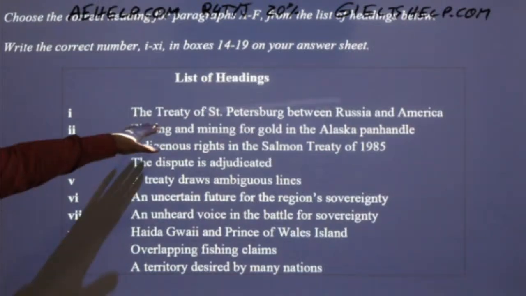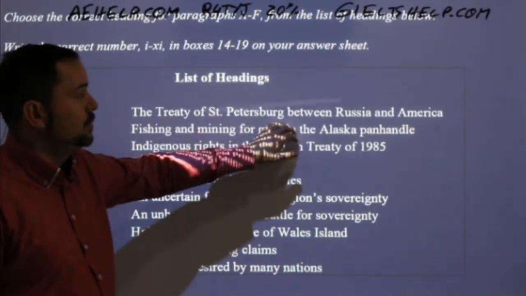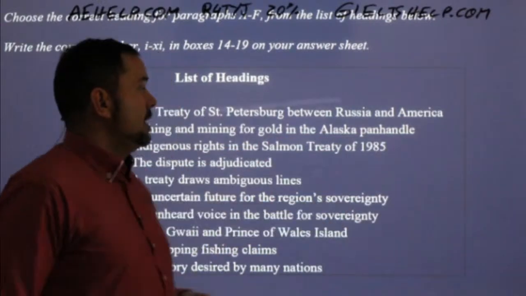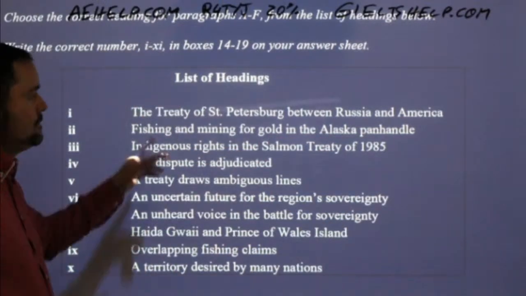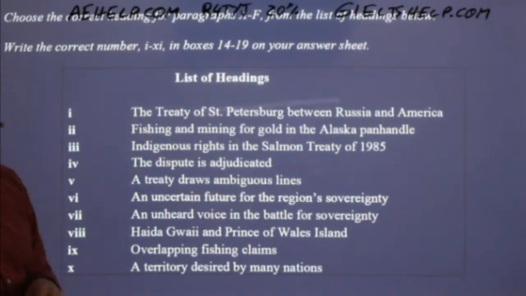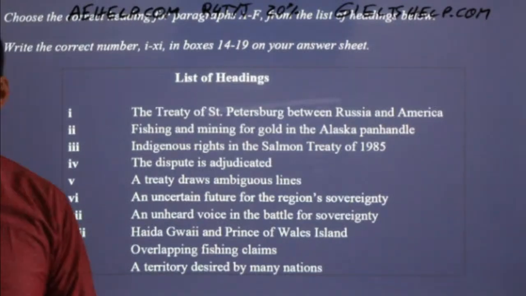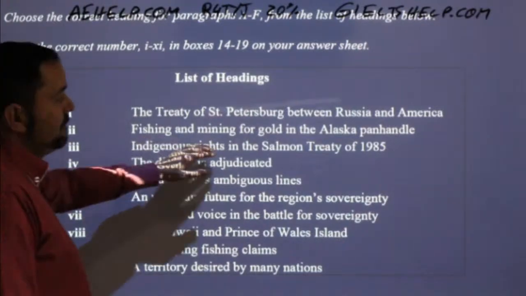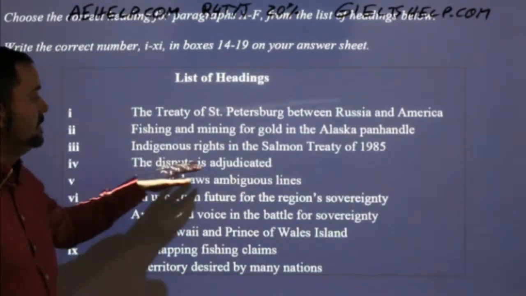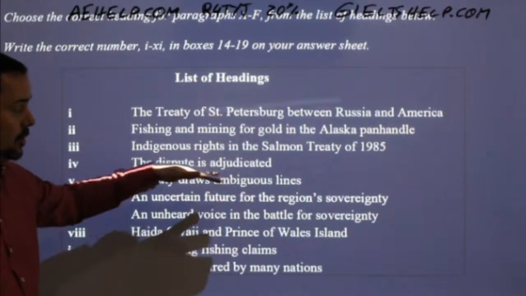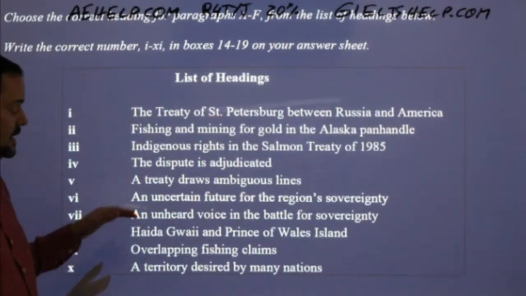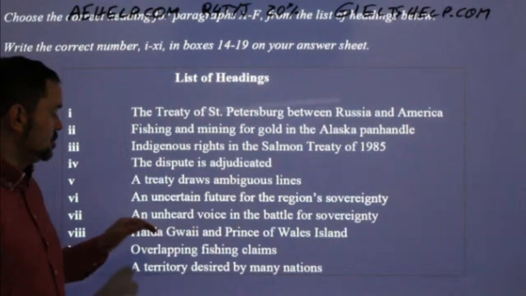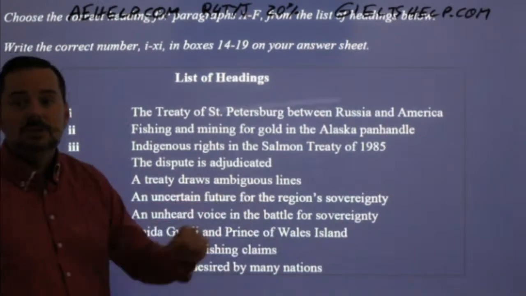So the Treaty of St. Petersburg between Russia and America. Could that be correct? The first one? Is that correct? Fishing and mining for gold in the Alaska Panhandle, indigenous rights. Hopefully you don't need to read through all of these to realize that they're not correct. The dispute is adjudicated. The treaty draws ambiguous lines.